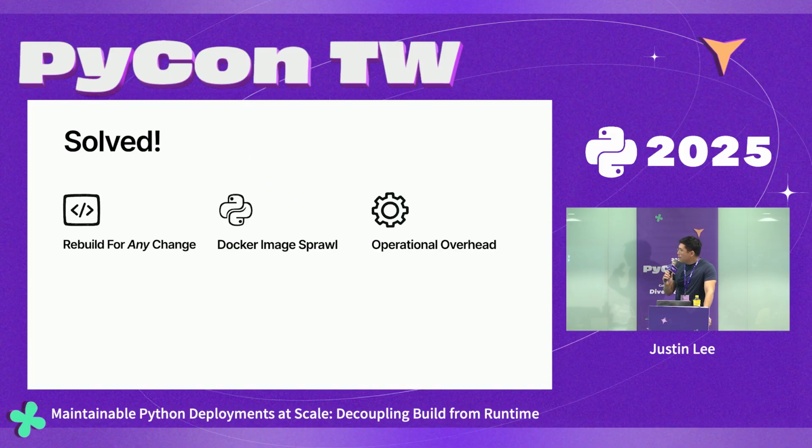Great, so the problems I mentioned earlier are more or less solved. We no longer have to rebuild a Docker image for every change, and we no longer have this Docker image sprawl, and our overhead for deployments has become a lot more straightforward. And this is great. We solved the original problem that we proposed.